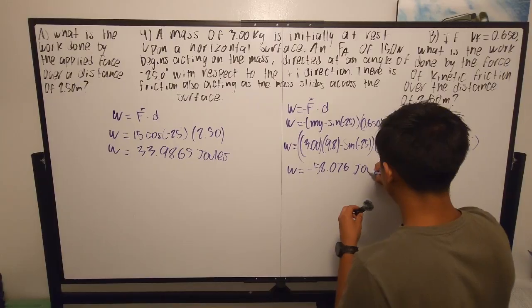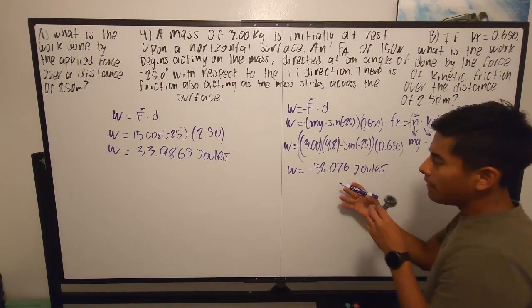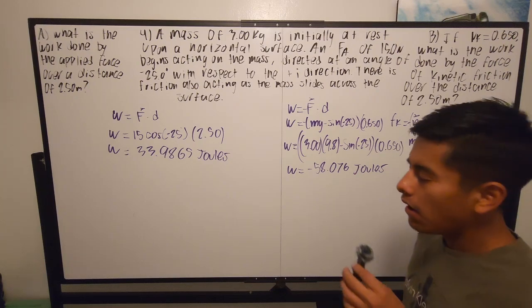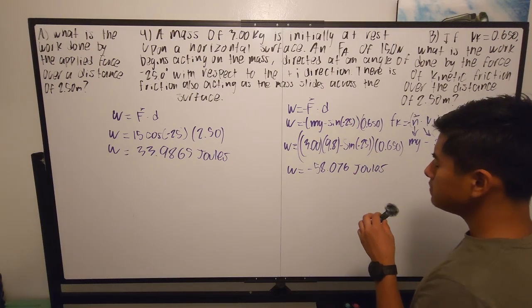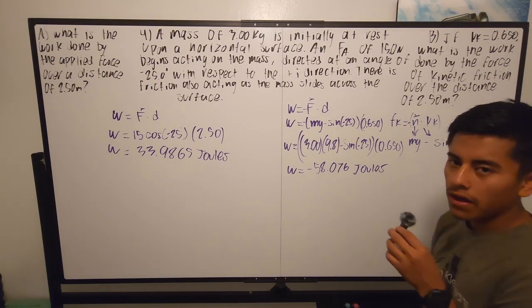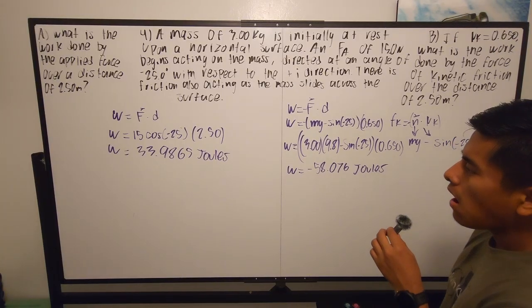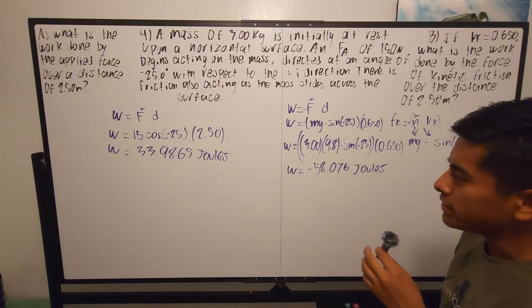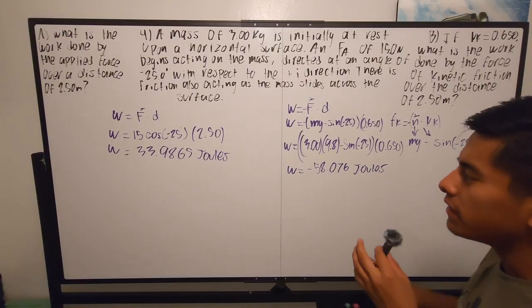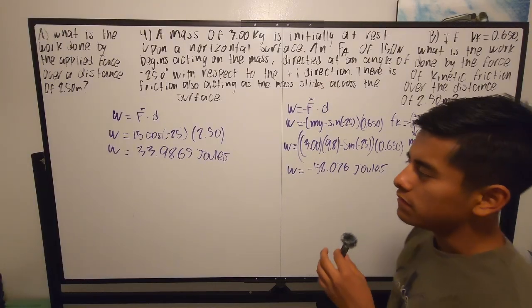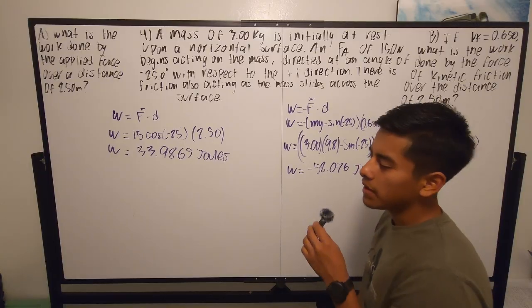58.076 joules, and that makes sense because negative means that it took out energy, or it did negative work. Friction is slowing the thing down, so it should be negative. It should not be positive work because it's not helping the applied force.